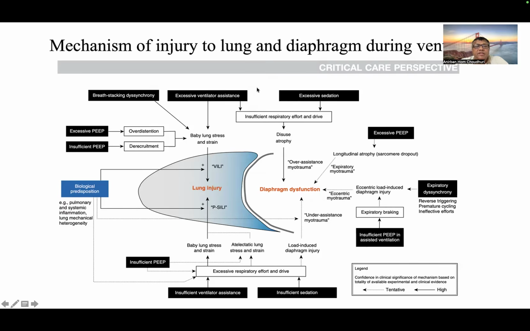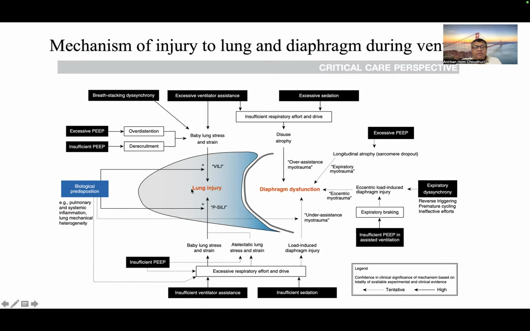So in both instances, in the 12 o'clock position and in the 6 o'clock position, that is, whenever there is excessive ventilator assistance and excessive sedation, or when there is insufficient ventilator assistance and insufficient sedation, there is a chance of both lung as well as diaphragm injury or dysfunction.